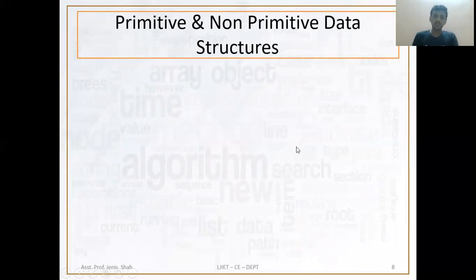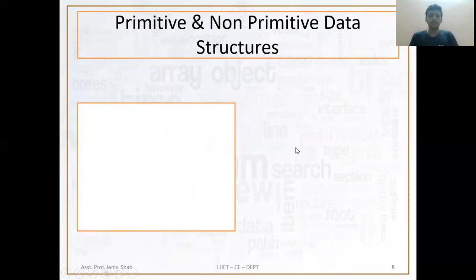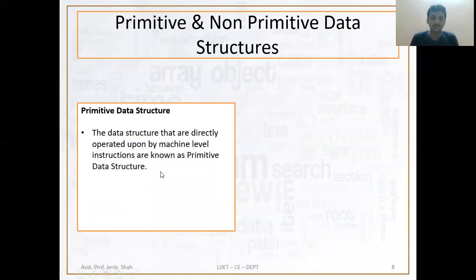I have already told you about the primitive data structure. Do you remember what it means? A primitive data structure is a data structure which is directly operated by machine level instructions. That means the computer can easily understand it, with machine level instructions given by the compiler. Data structures that are directly operated upon by machine level instructions are known as primitive data structures. Examples are integer, float, character, and boolean.